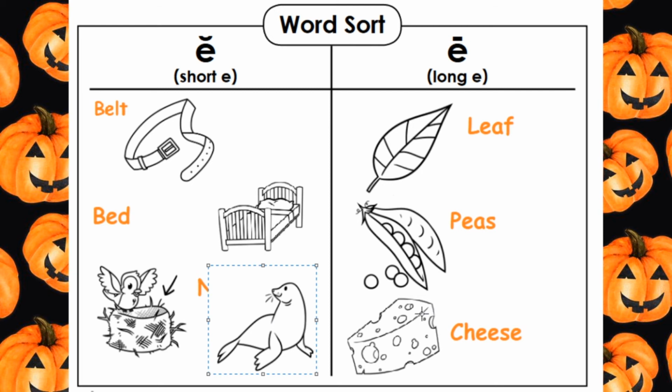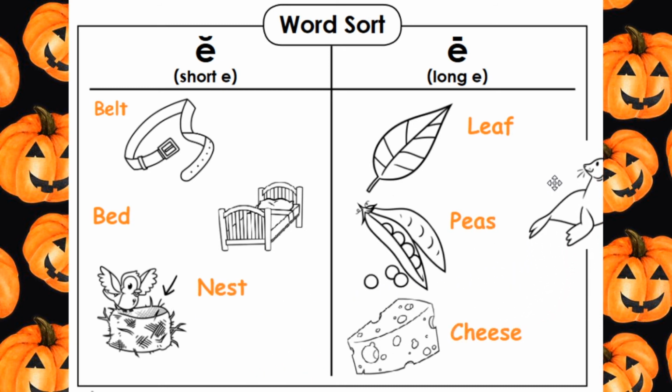But we call this animal a seal. And pronounce that out loud again with me, seal. Well, I have it in the short E column. Do you think it's correct? Are we hearing that sound? I hope you said no. We're hearing that long E. Seal. So, it will go over here with leaf, peas, and cheese.